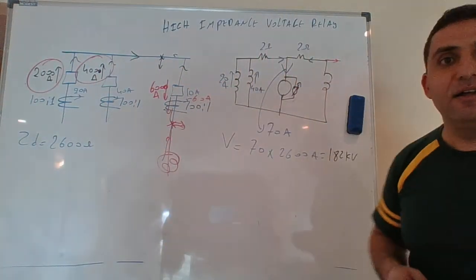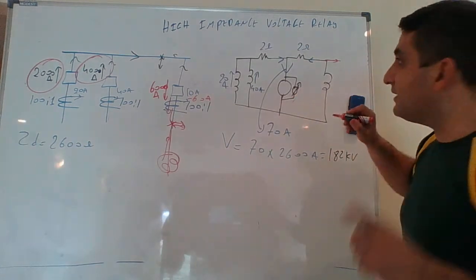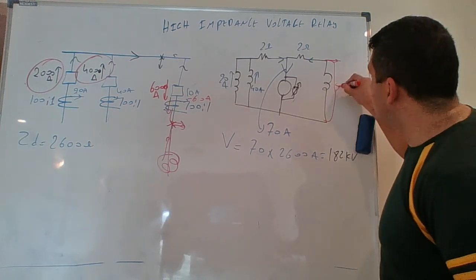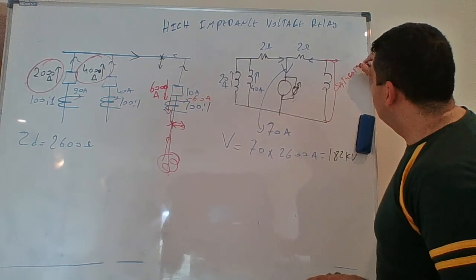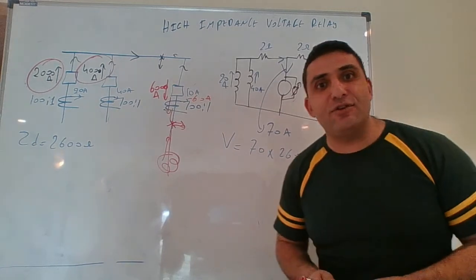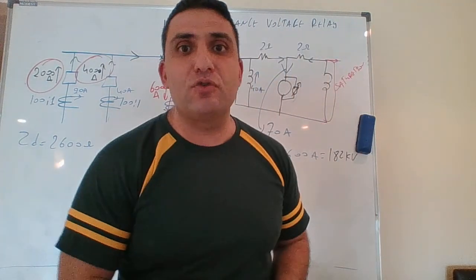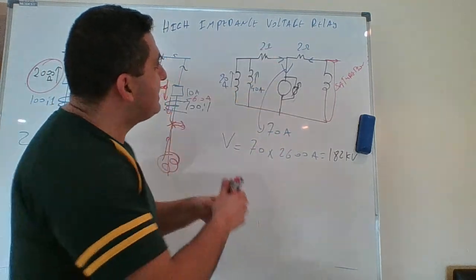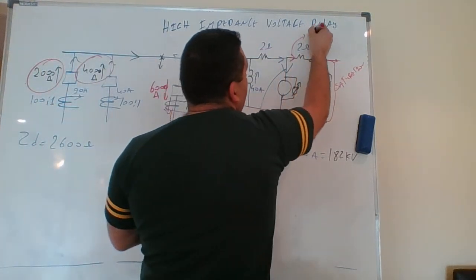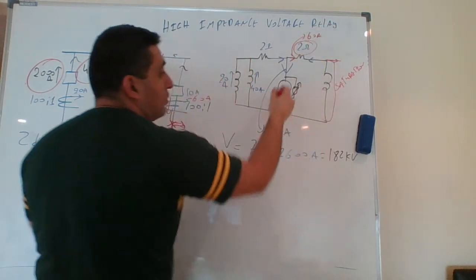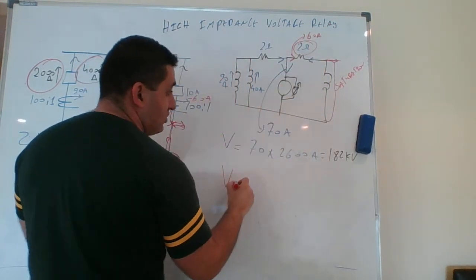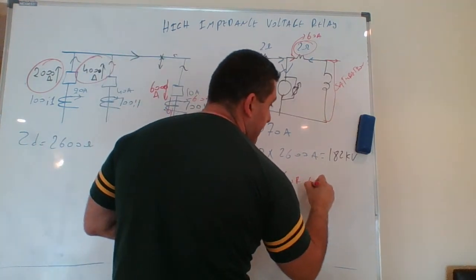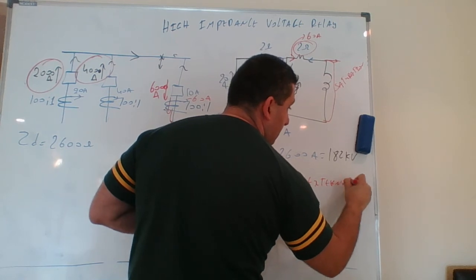Is that clear, guys? Look, pay attention. This will go under saturation. The CT goes under saturation. When it goes under saturation, that means XM could go to zero. So now I have 60 amp going across the 2 ohm. So now I have the voltage under external fault. It's 0 to 120 volt for external fault.